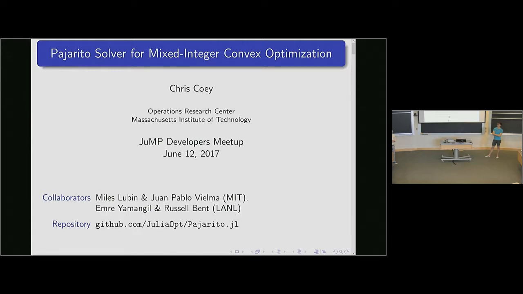So Chris is a second-year grad student under Juan Pablo, and I've had the pleasure to work with him on Pajarito, and he's going to talk about a lot of work that we've done. This work came out of work that started at Los Alamos, and Chris has picked it up and rewritten it all from scratch multiple times. And we'll hear a bit about that now.